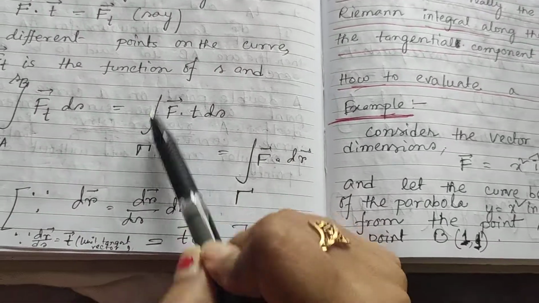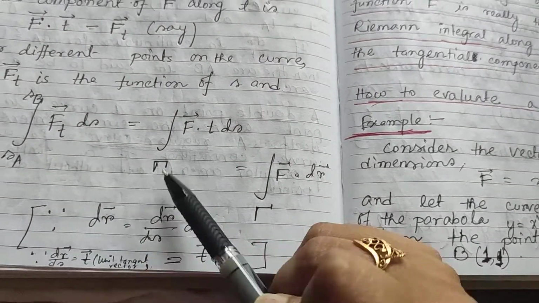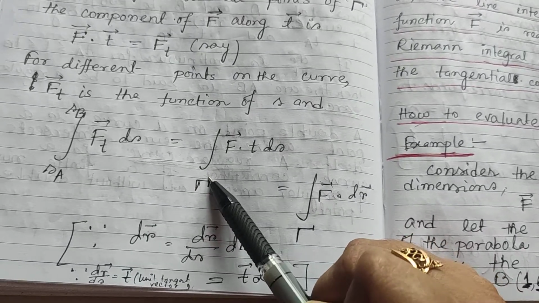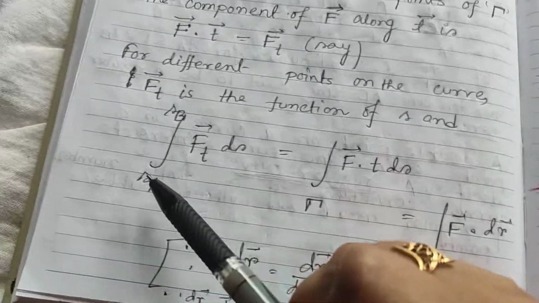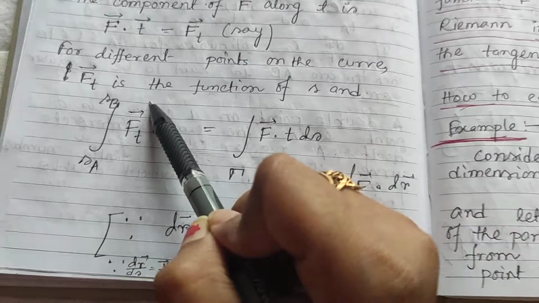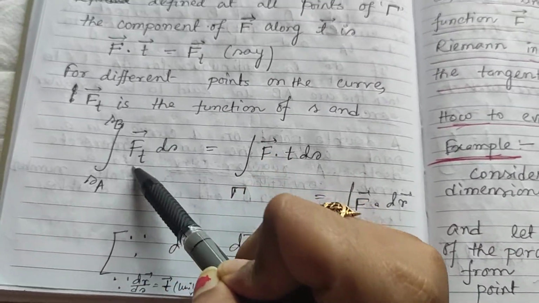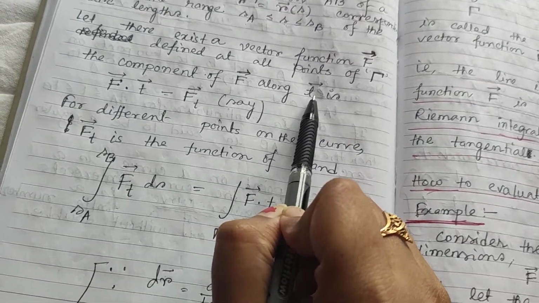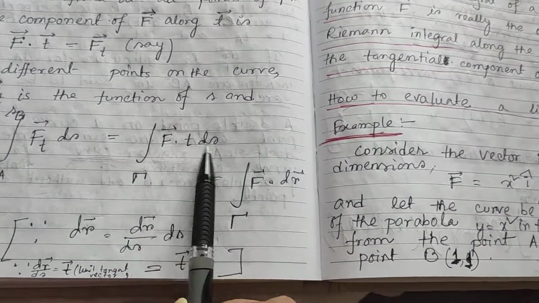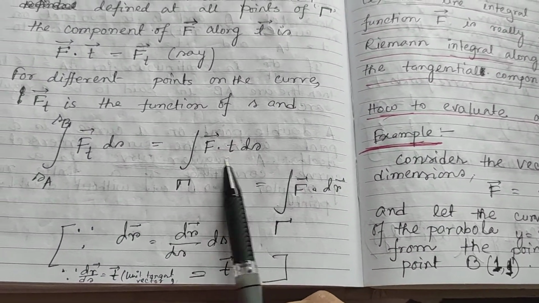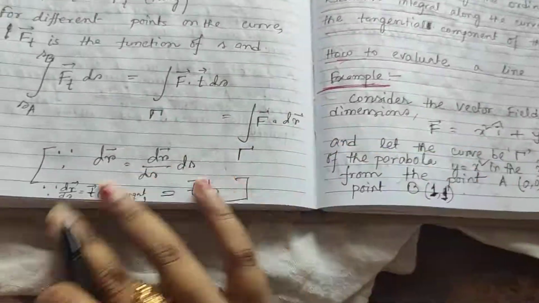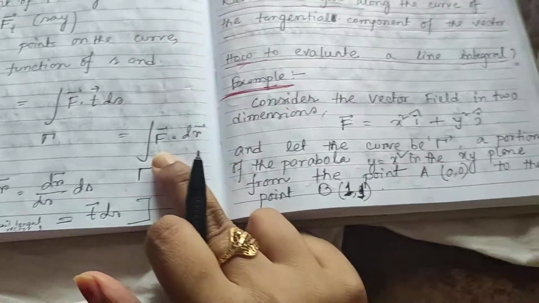equals the integration over gamma. What is gamma representing? Gamma represents the portion of the curve, which is nothing but from sa to sb. And as you know, ft is the component of the function f along t vector. So f dot t vector, I can easily write as f dot t ds, that is equal to f dot dr.